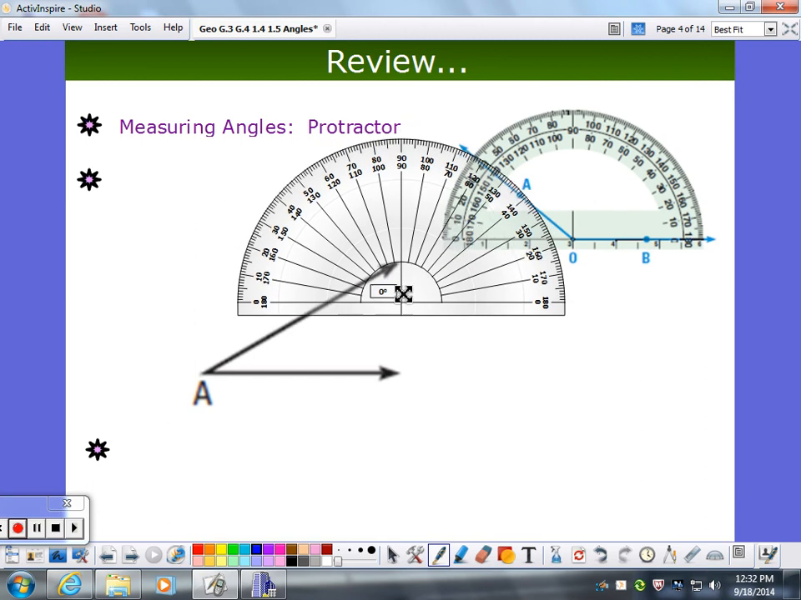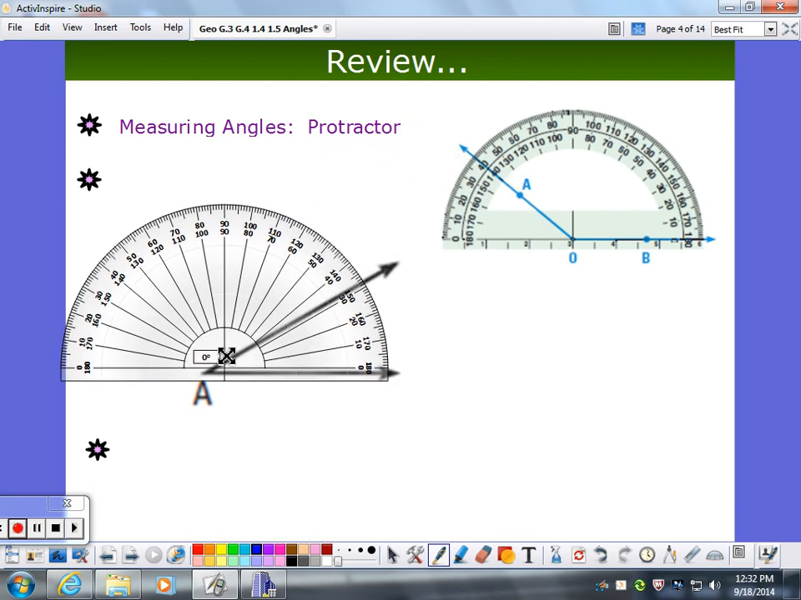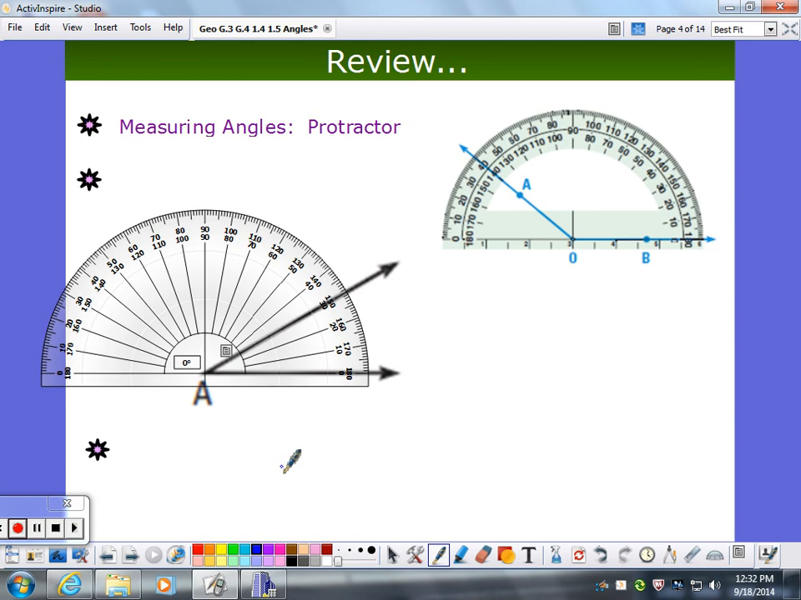You take the protractor, you look at the crosshairs, it goes right on that vertex, best that you can get it. And then there's two scales here. How do you know which scale to use to measure this angle? If you start at the one you made and then go around counterclockwise to where this one is, is it 30 or 150? Because this scale says 30, this one says 150. Which one is it?